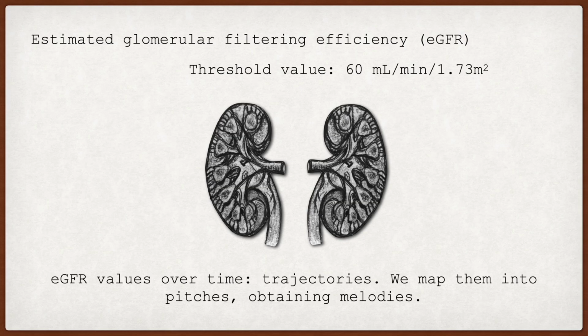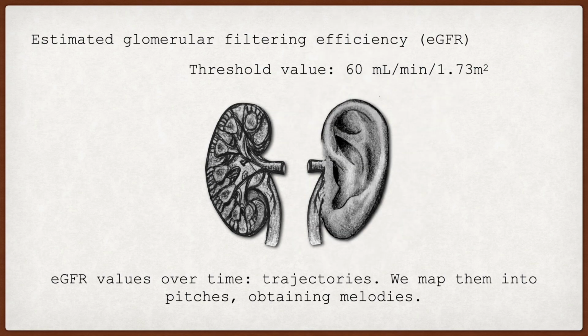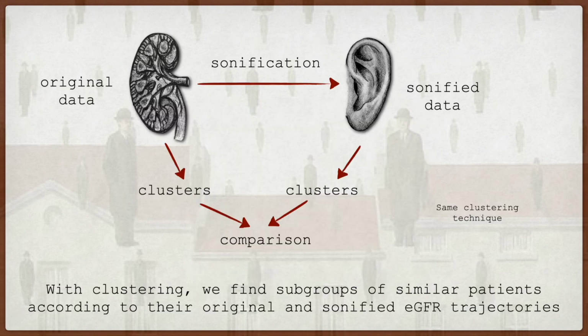The eGFR values over time are trajectories. We have for each patient a collection of 4 values that we can map into pitches, obtaining melodies. And this way we can listen to data and collect information. Comparing melodies, we compare patients' eGFR time evolution across time, which is particularly helpful in finding similarities of behavior based on similarities of melodies.